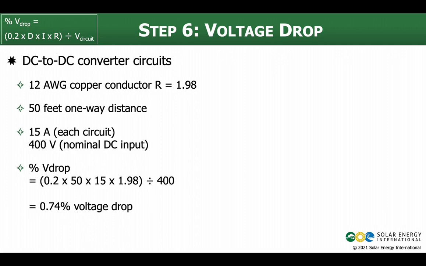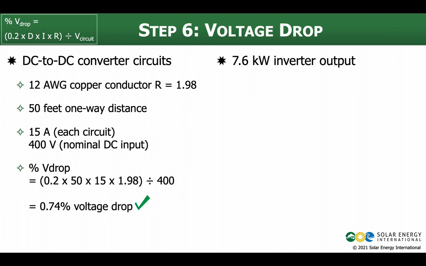0.2 is our constant, 50 feet is our one-way distance, 15 amps is our current, 1.98 is our conductor resistance, divide by the voltage of 400, and we come up with a voltage drop of less than 1%, 0.74. That's great. We're looking good there. Our wire is big enough for the ampacity requirements. It's also big enough to give us suitable voltage drop. 12 AWG for the DC to DC converter circuits, it is.